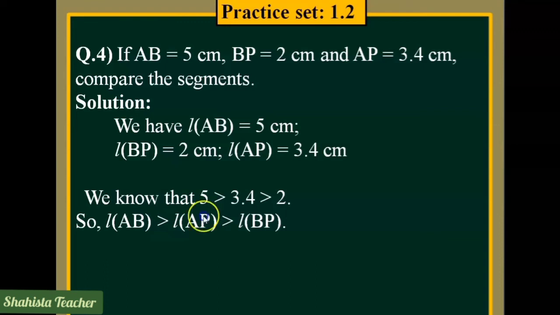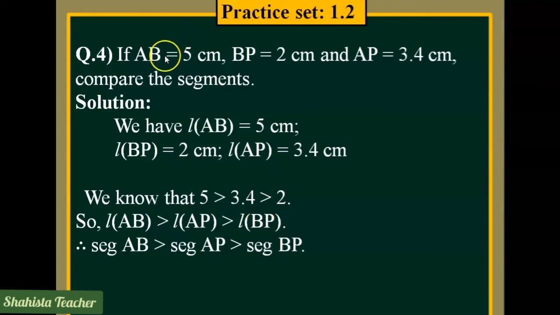Okay, dear students. Now here we will put segment AB is greater than segment AP, and segment AP is greater than segment BP. Is that clear? In this way we finish the comparison of the segments. Here we saw comparison of three segments: segment AB, segment BP, and segment AP. AB is greater than AP, and AP is greater than BP. Is that clear? So students, in this way we finish question number 4 of practice set 1.2.